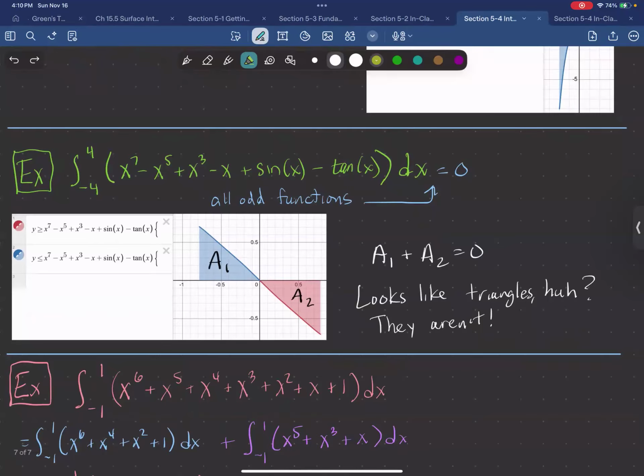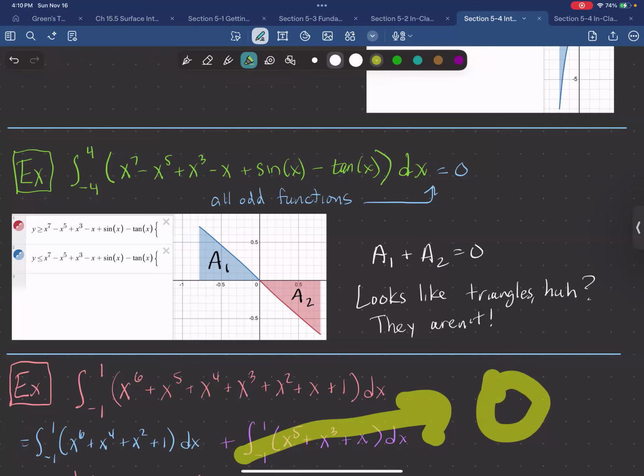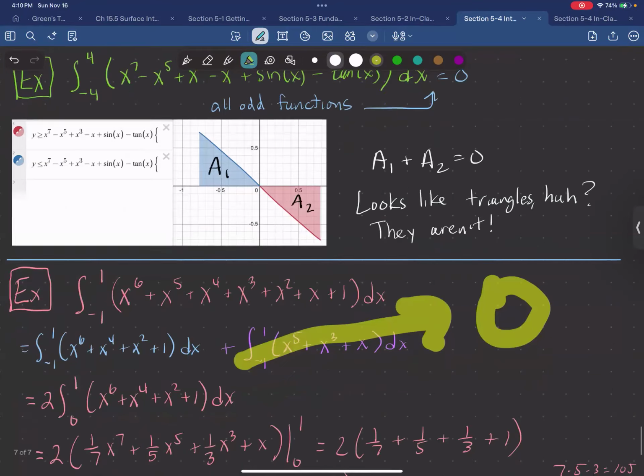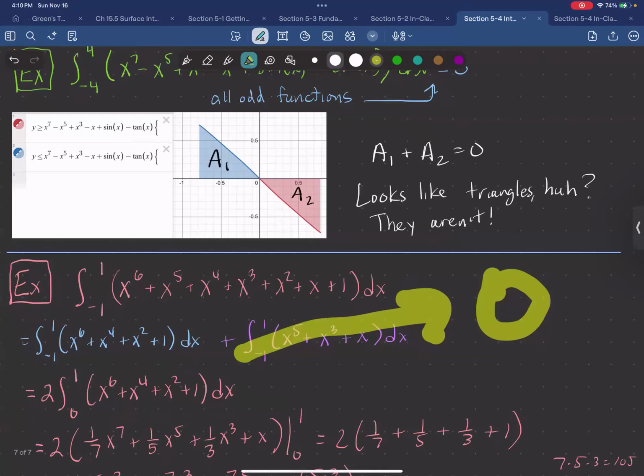All the even ones are the ones with an even exponent and the constant. All the odd ones have an odd exponent. These go to 0. So I only have to integrate some of them. And I can change that to be 2 times 0 to 1 of the same integral, which saves a little bit of work and makes the next step less painful. I've got 2 times, we integrate x to the 6th, we get 1/7 x to the 7th, integrate x to the 4th, we get 1/5 x to the 5th, integrate x squared, we get 1/3 x cubed, and we integrate 1, we get x.